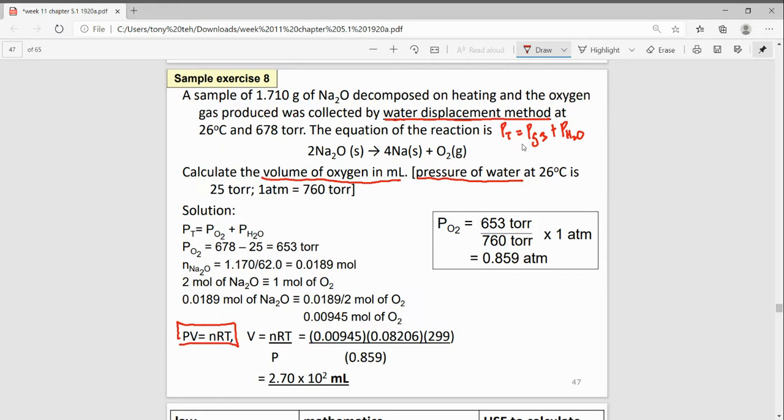Now find one by one what you need, and then convert the unit into mL as required by the question. But the only thing is, remember the pressure for oxygen gas is not purely oxygen gas, it has water vapor. So you need to find out how much is the pressure of oxygen gas, not only the one that contains both.